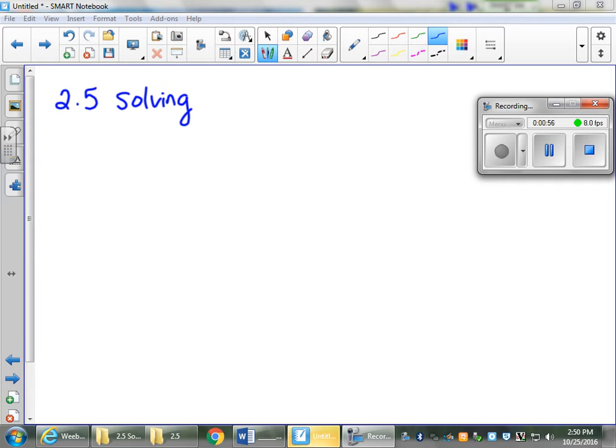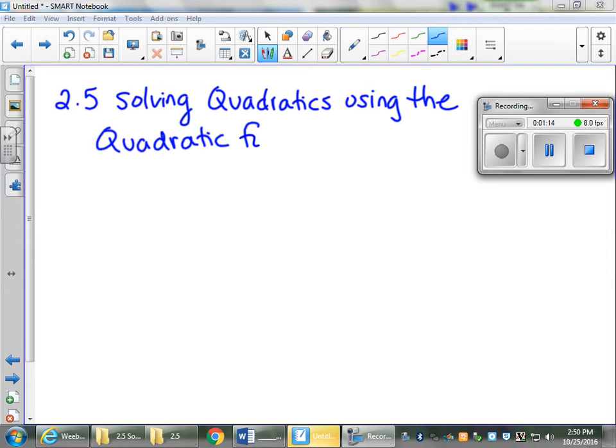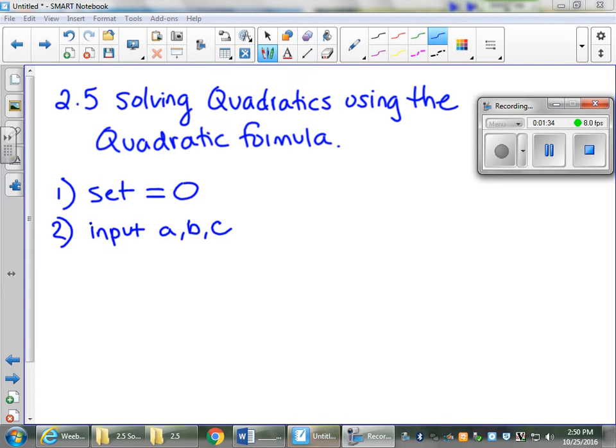So we're still in that same section 2.5. We are on day 4 out of 10 days. So solving quadratics using the quadratic formula is today's goal. Okay. First step is you have to set the equation equal to 0, just like we had to do with factoring. Second step, we are going to input our A, B, and C values from standard form into the following formula.